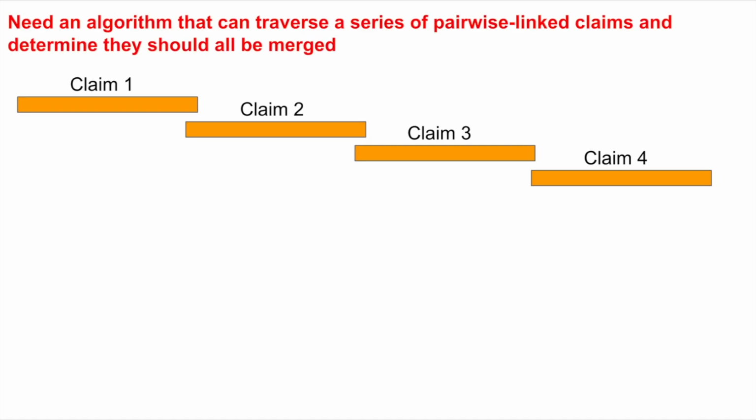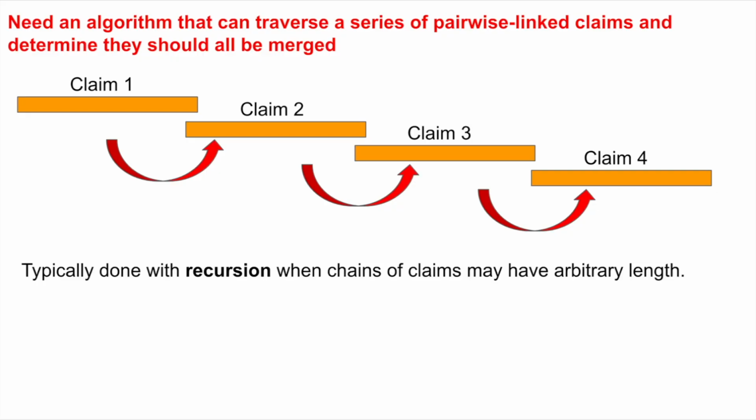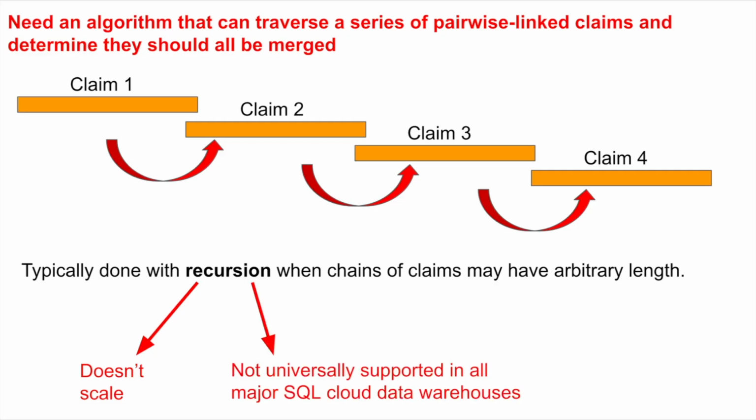And so what we need is an algorithm that can traverse a series of pairwise linked claims and determine if they should all be merged into the same encounter. Typically, this is done with recursion when chains of claims can have an arbitrary length. The problem with recursion is that it doesn't scale, first of all, because the computational time tends to blow up with the problem size. And second of all, recursion is not universally supported in all major SQL data warehouses.